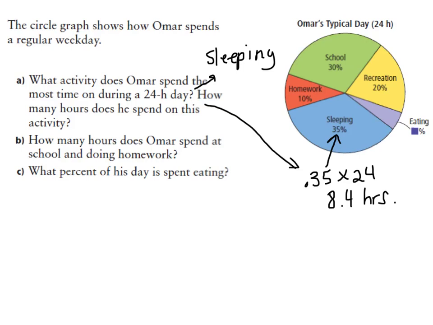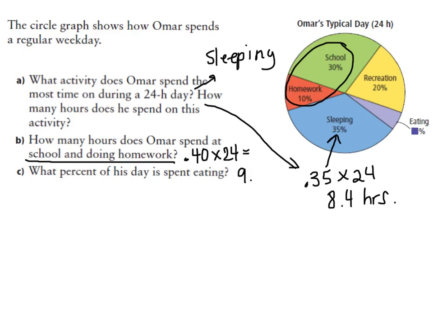Next question, how many hours does Omar spend at school and doing homework? Well, for this one, we want to combine these two categories. We want to know about school and doing homework. So together, they account for 40% of his day. So we would need to find 40% of 24. And so this gives us 9.6 hours per day.